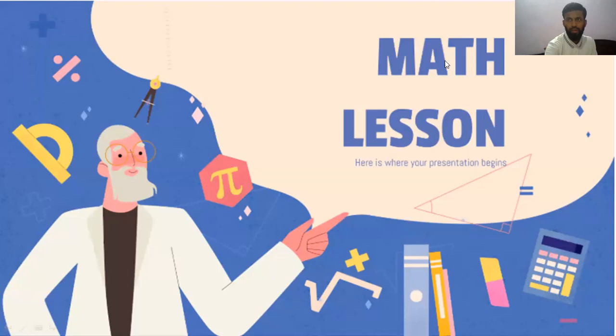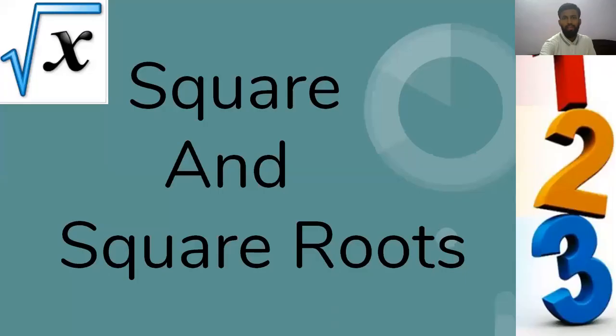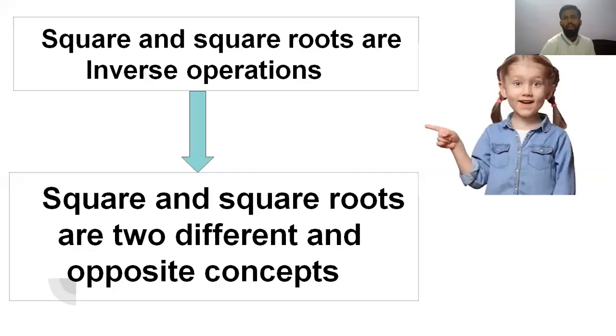Today I'm going to talk about one of the chapters from class 8th, and that is square and square roots. We're going to discuss square and square roots today. If I talk about the basics of this chapter, to begin with, I would say a square and a square root are two different concepts such that one is opposite to the other.